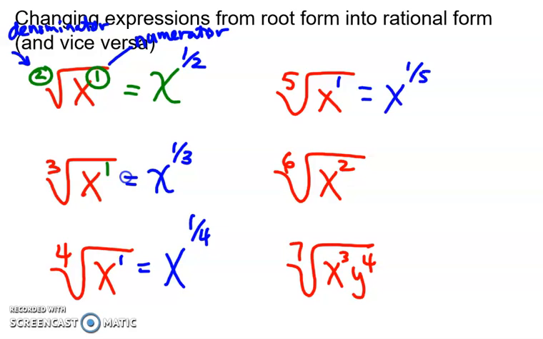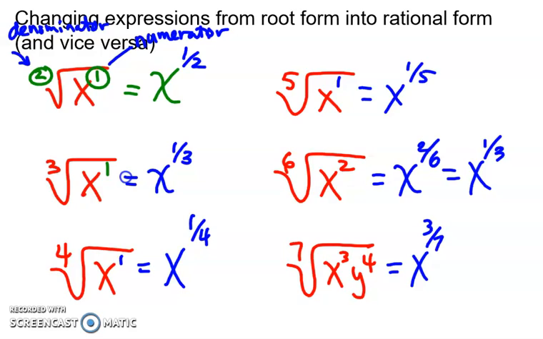x to the 1/5. This would be x to the 2/6, and that gets simplified to x to the 1/3. So sometimes you may find some of these fractions can be simplified. And then this one here is x to the 3/7 and y to the 4/7. I will say that when writing these expressions in rational form, we generally don't write the exponent like 2 1/3. We'll keep it as 7/3, for example. So try to keep them as fractions unless they can simplify to a nice whole number value.